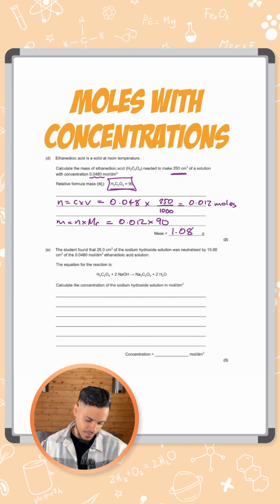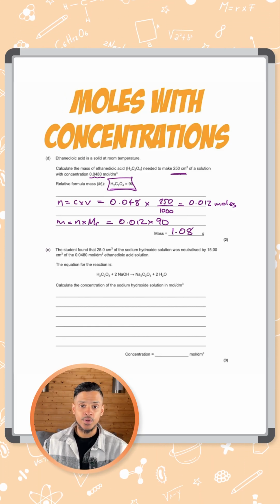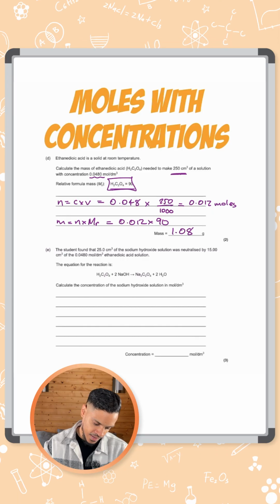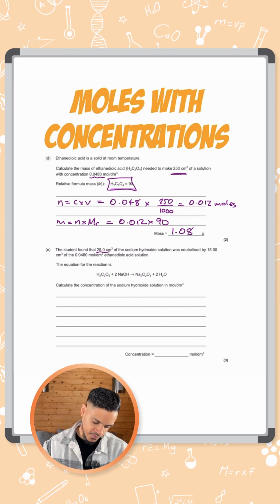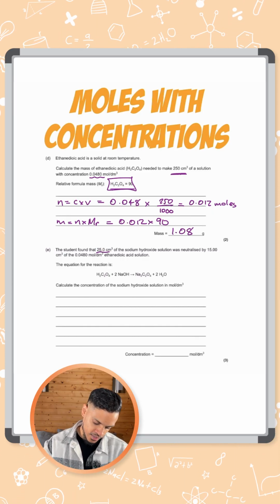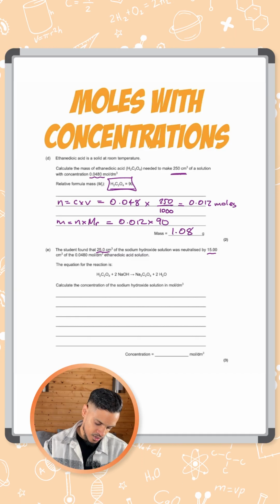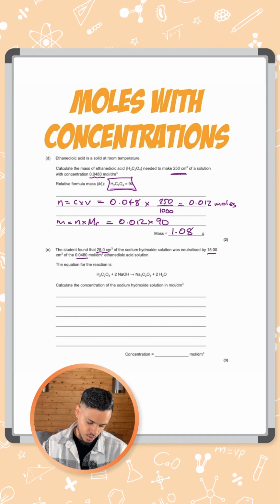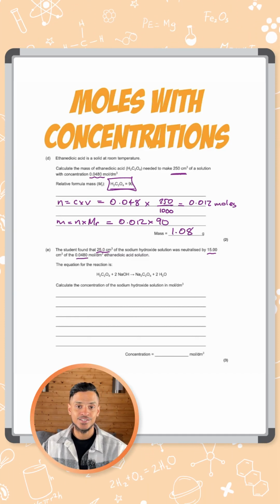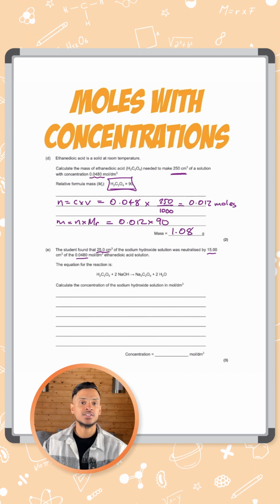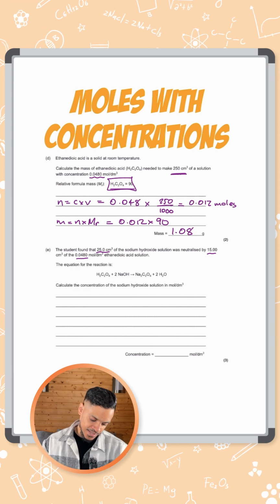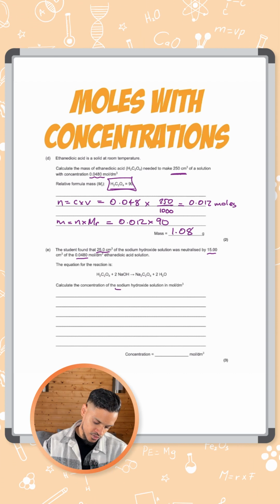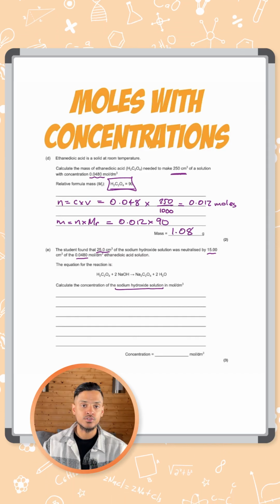Now, for the second part, this is even trickier. It's 3 marks. A student found that 25 centimeters cubed of the sodium hydroxide was neutralized by 15 centimeters cubed of the 0.048 mole per dm cubed ethanoic acid solution. So this one that we just did a calculation for. It says calculate the concentration of sodium hydroxide in moles per dm cubed.